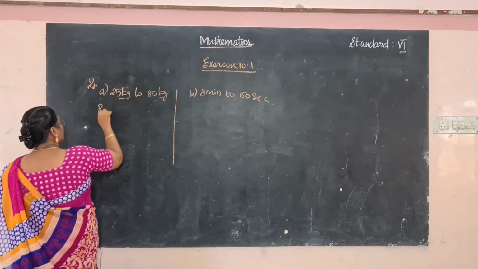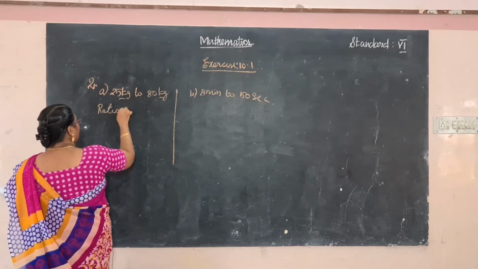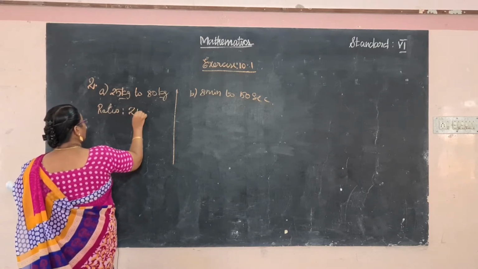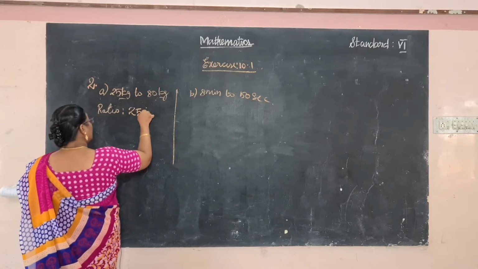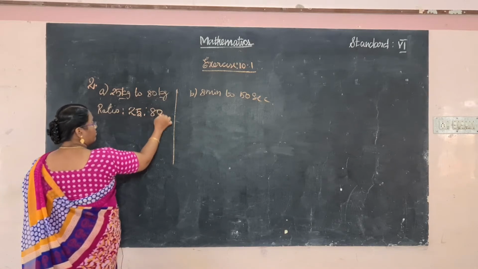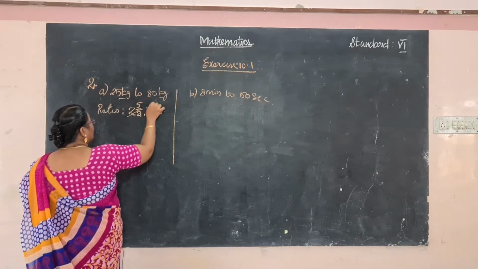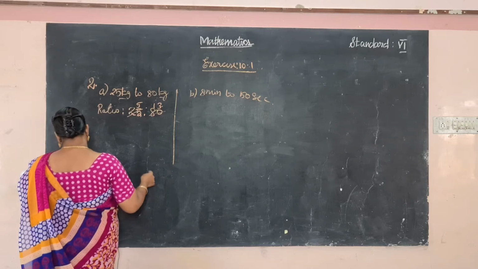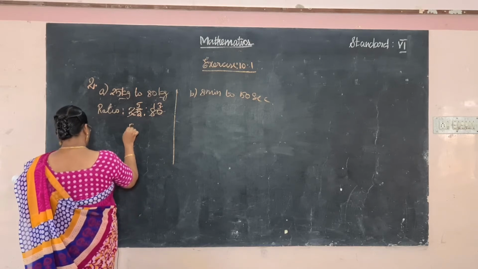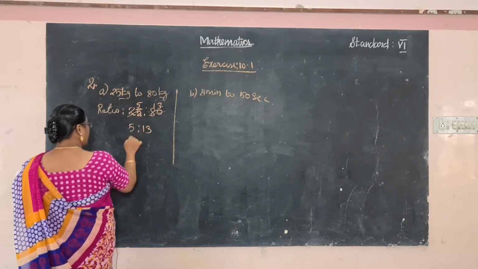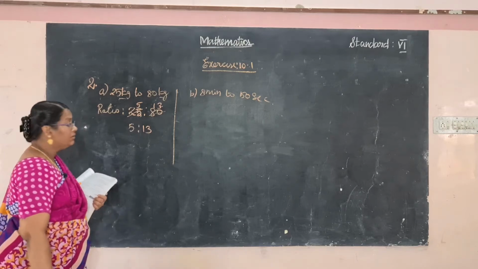So ratio 25 is to 80. So it cancels in the 5 table. 5 5s are 25, 5 16s are 80. So the ratio is 5 is to 16. We cannot simplify this further, okay.